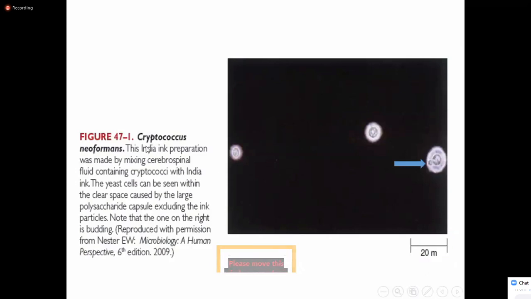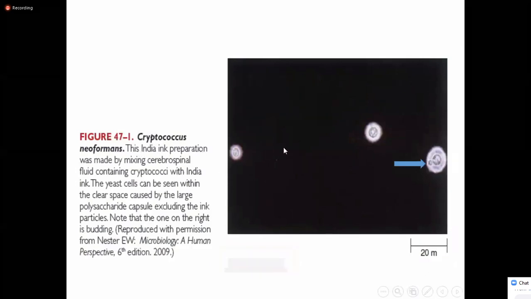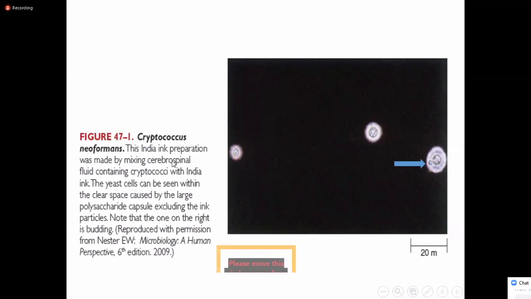Look to this picture. This is called Indian ink preparation. When you mix it with CSF containing cryptococci, they appear as yeast. These circles are surrounded by capsule. The halo around it is the capsule. Because it is yeast, it has budding. I have arrowed it. This is the budding from the yeast cells. So remember: Indian ink, capsulated, budding.